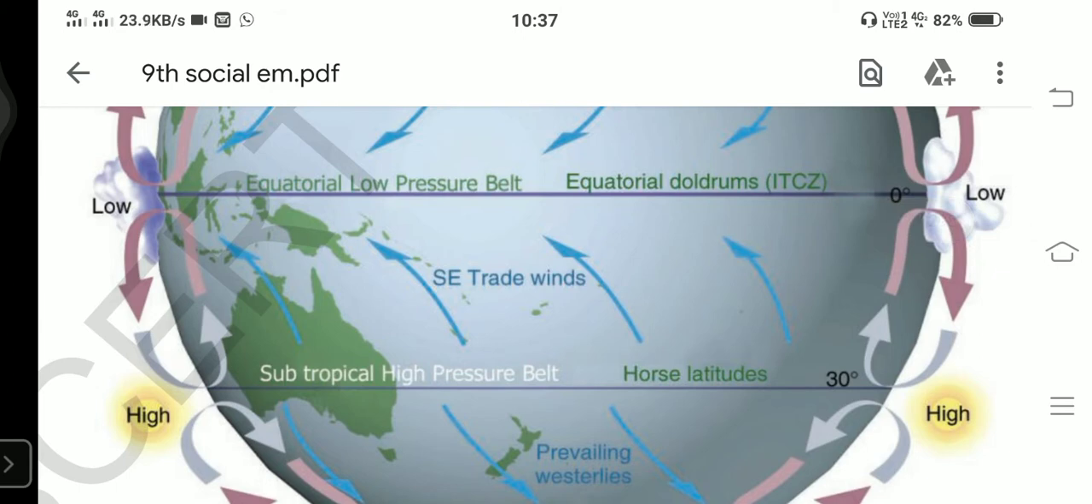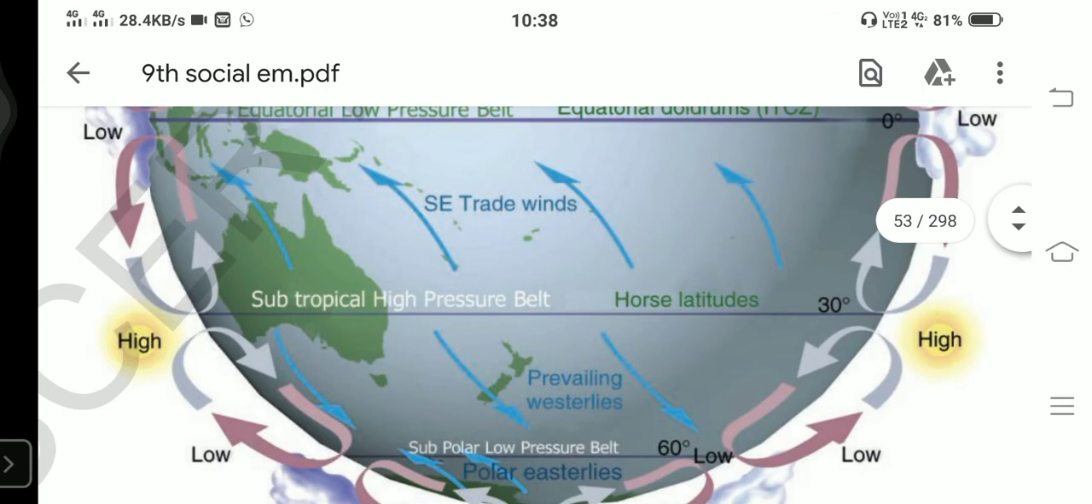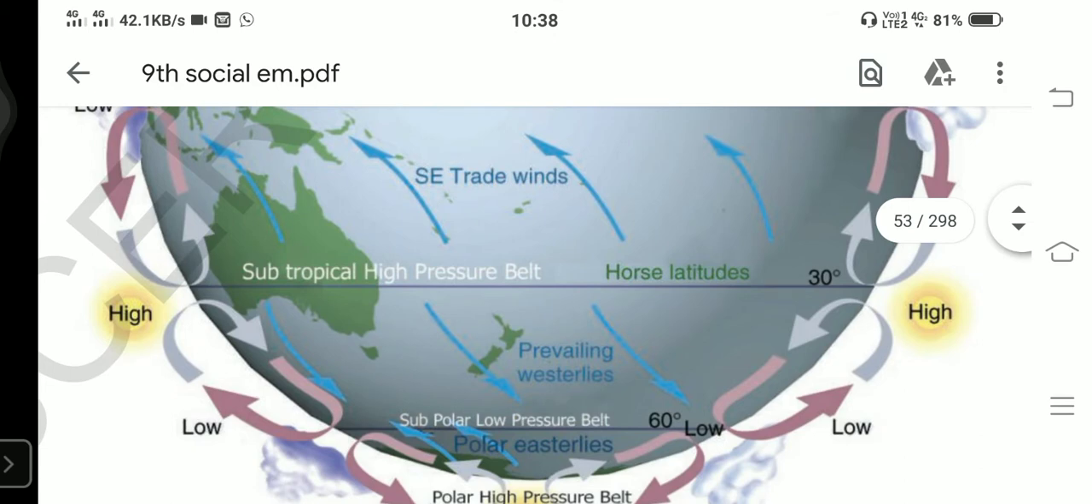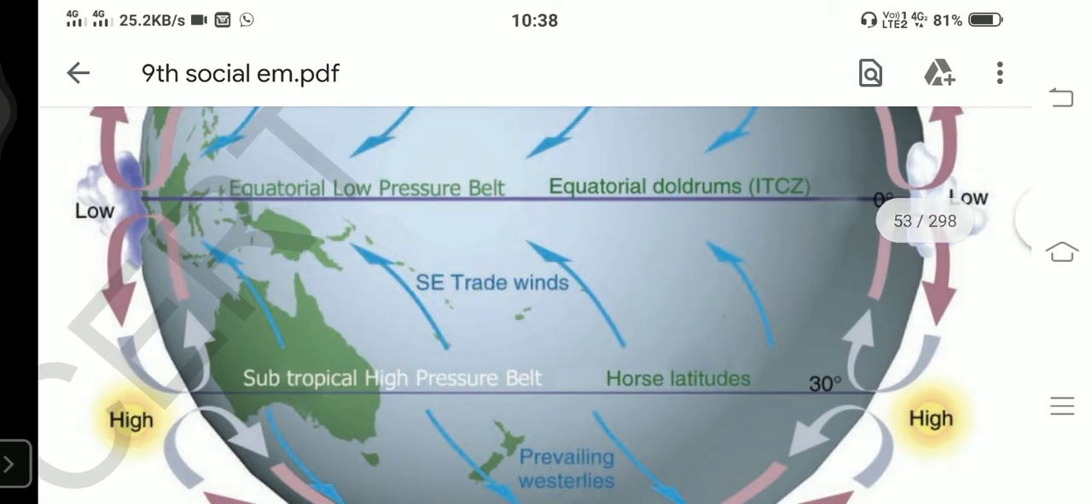So when winds blow from the high pressure belt to the low pressure belt, along with that the heat and moisture, that is humidity, which prevails in the atmosphere, is transported by the blowing winds. So that no part of the world becomes too cold or too hot, which is not suitable for life. Instead, throughout the earth, heat and moisture are distributed by the blowing winds. So that is the effect of the planetary winds.